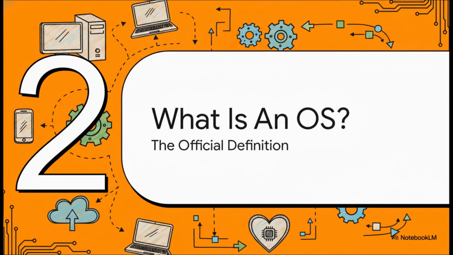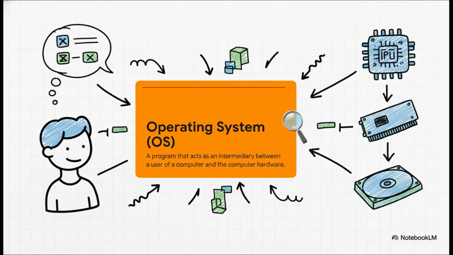Okay, so we've thrown the term around a bit. Let's get down to brass tacks. What is an operating system, or OS, as you'll usually hear it called? You know, the official definition is actually pretty perfect and simple. It's an intermediary, a go-between. It's the thing that lets you, the user, communicate with the guts of your computer without needing to know a single thing about how they actually work.